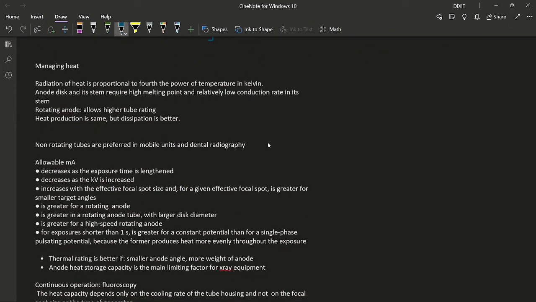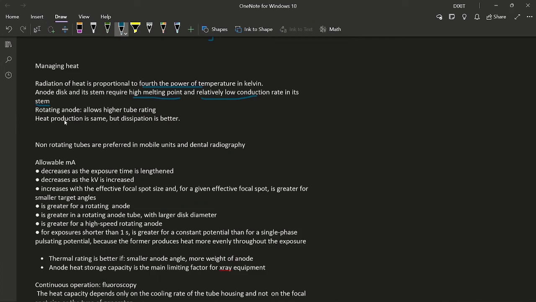Now heat management is a big problem in X-ray systems. One key point is that the radiation of heat is proportional to the fourth power of the temperature in Kelvin. The anode disc and its stem require a high melting point and a relatively low conduction rate in its stem. A rotating anode will allow for a higher tube rating.